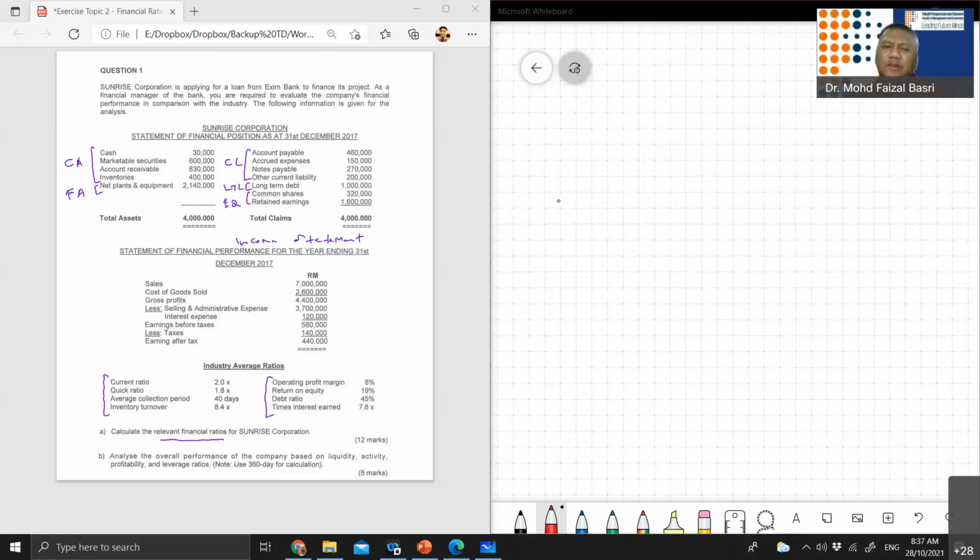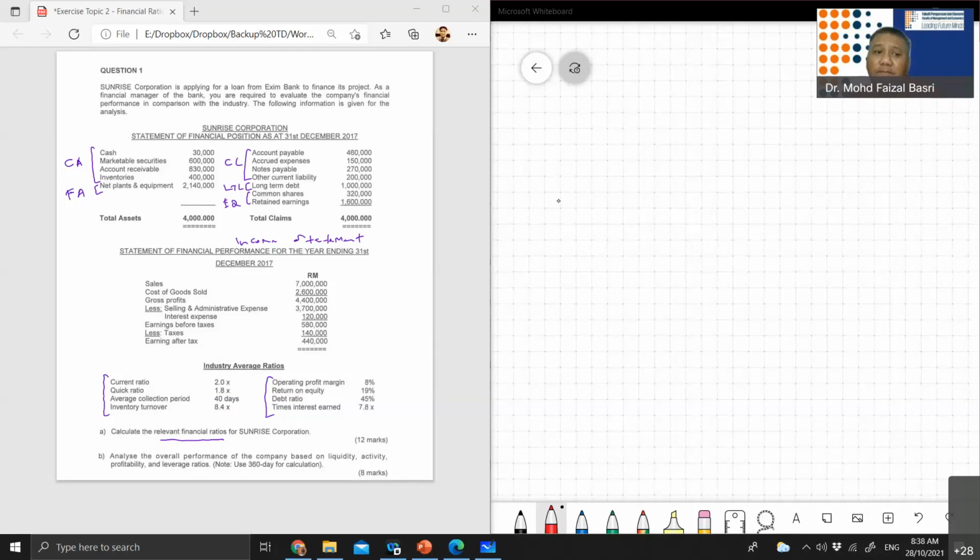Okay. In our case, you don't have to worry about the categories. You just calculate all 8 ratios, and you comment individually in terms of explaining their performance. Okay, so we are set now. We have the documents, we have the information, 2 statements. We know which ratios we need to calculate, these 8 ratios. And the output that we need to produce is the relevant ratios, the ratio itself.